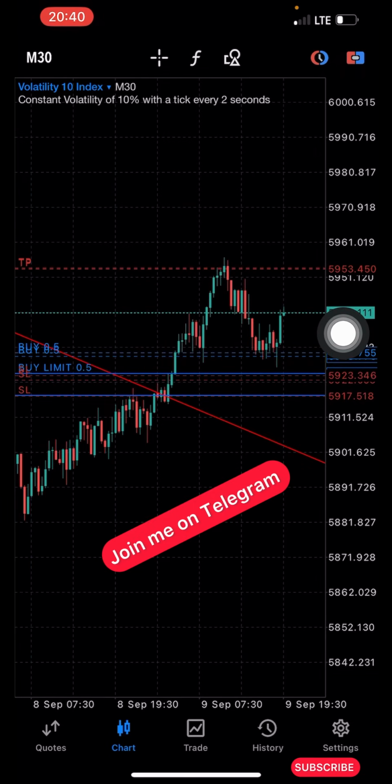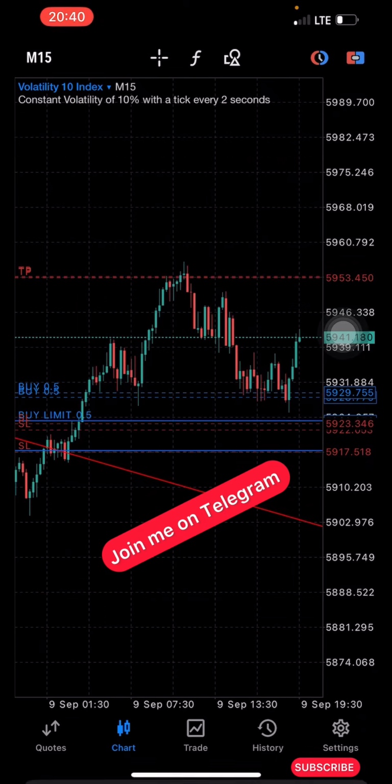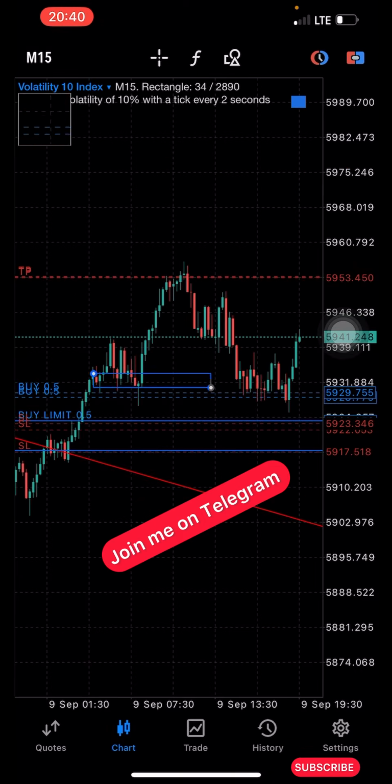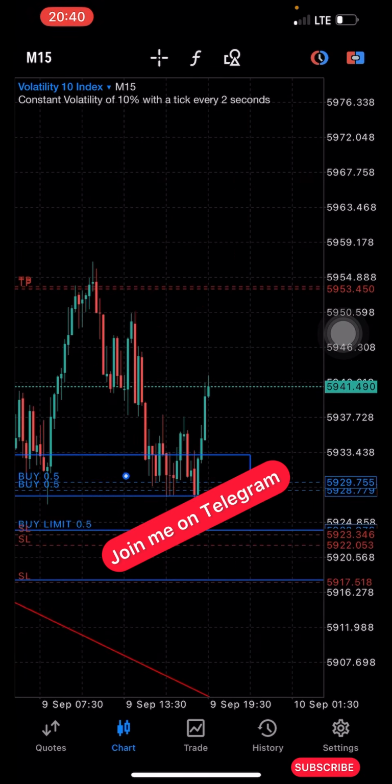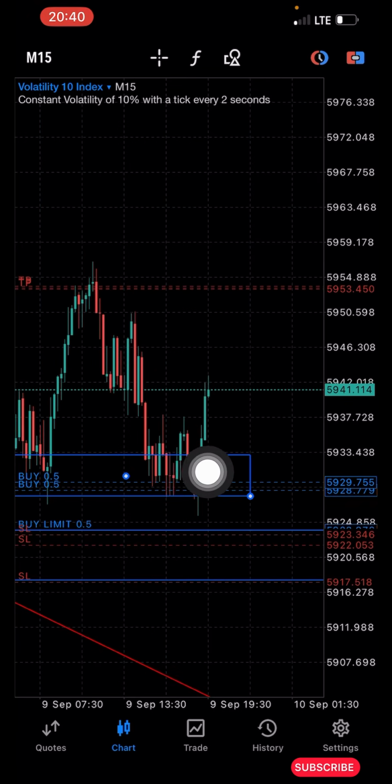Let me mark it out. I'm going to step down to the 15-minute time frame, then I'll mark that area. Here you can see that there's still another level of support. So I just took a buy here. I opened two positions and placed a buy limit below here, because if price fails to respect this zone, then definitely it's going to respect this one.